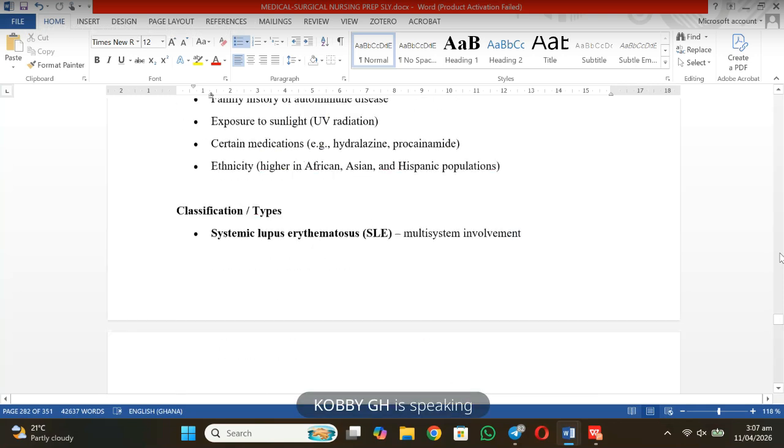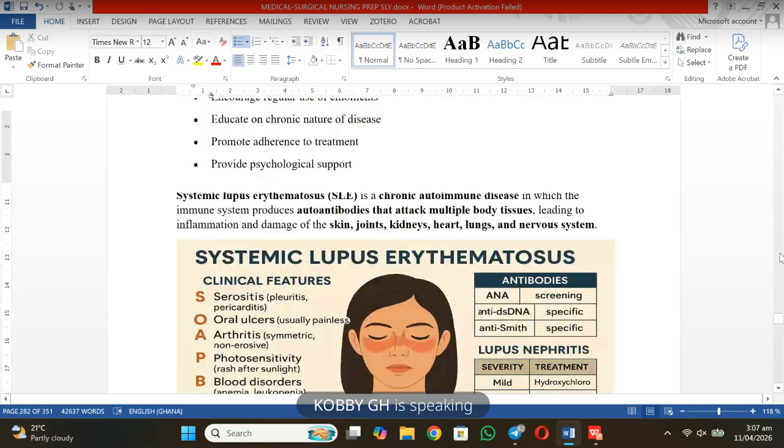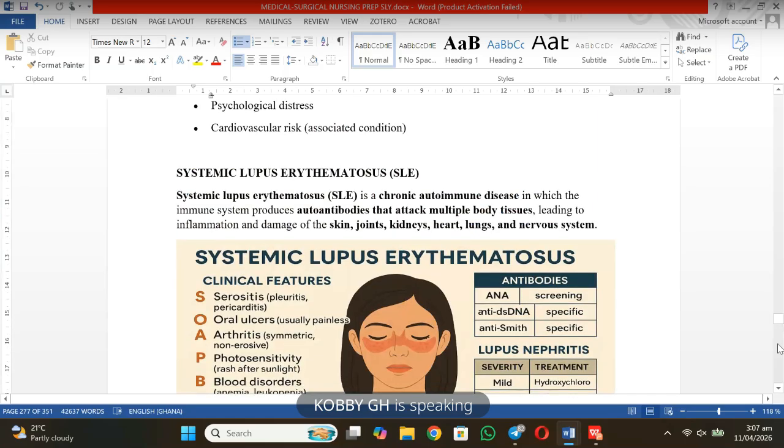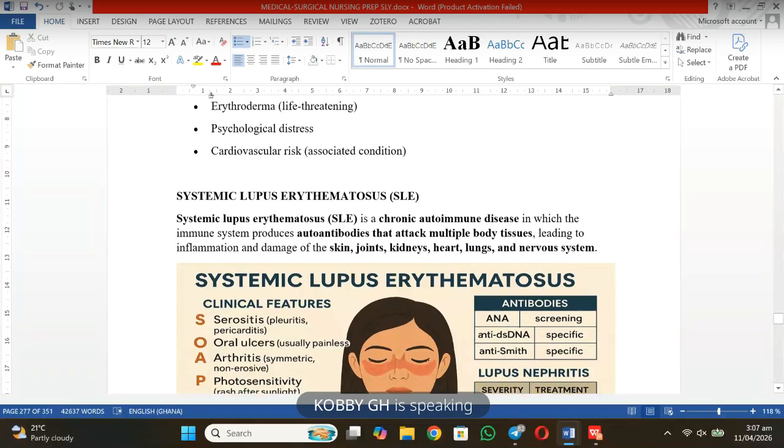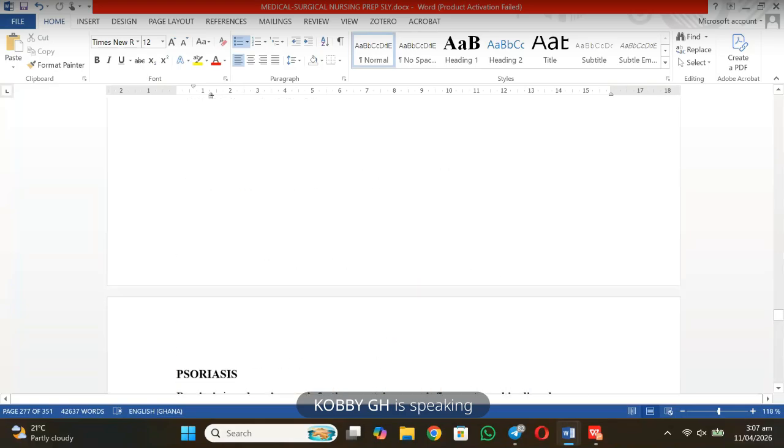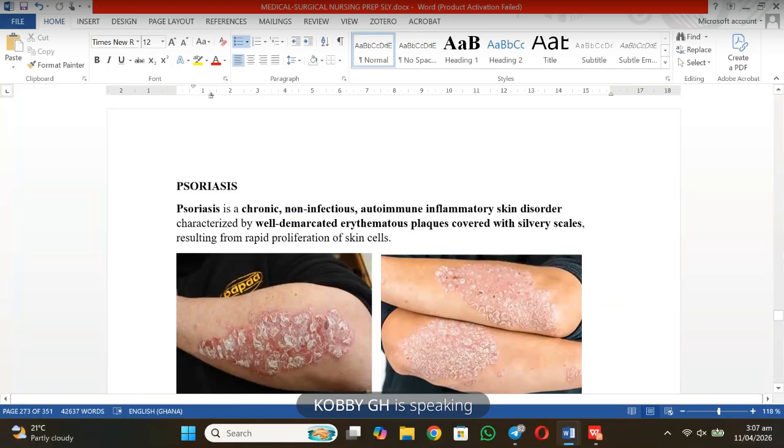Okay, so look at systemic lupus. Systemic lupus is also an autoimmune disease, a chronic autoimmune condition. But the difference is that you see all the other conditions, like psoriasis. Let's go back to psoriasis. You see, psoriasis is autoimmune, but you realize that the manifestation is only on the skin. Keep it in your mind. Psoriasis is autoimmune, but the manifestation is only on the skin.